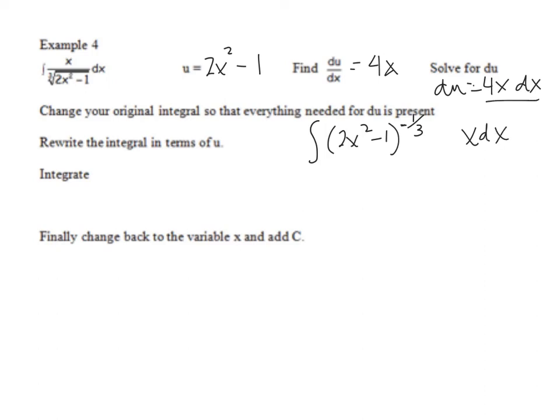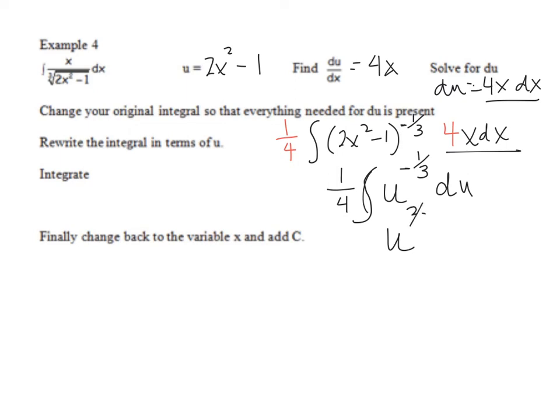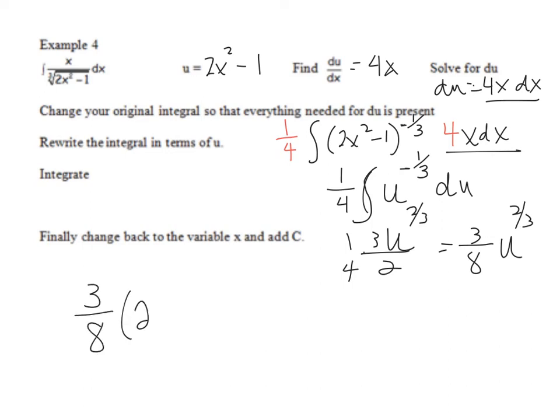All right, so when I look at the du, I notice that I need the 4 and the 1/4. So then I'm going to rewrite. So I've got negative 1/3. I have the du, so I can write du instead. That should be an integral sign. Then I'm going to integrate. So u to the 2/3 over 3/2 times 1/4. So that's going to be 3 over 8 u to the 2/3. So I have 3/8 u, which is 2x squared minus 1 to the 2/3 plus c.